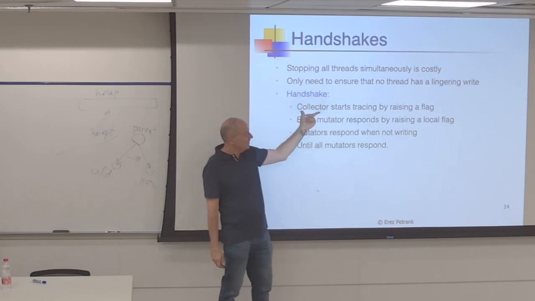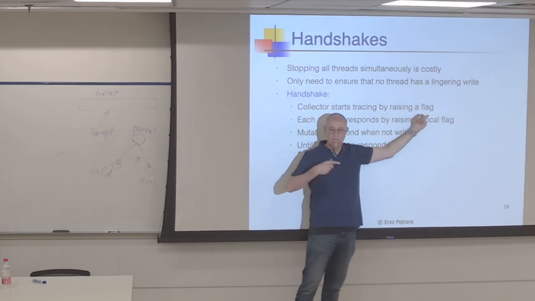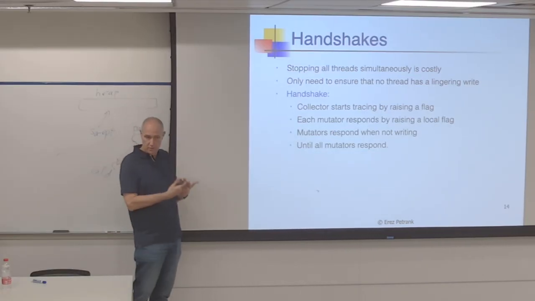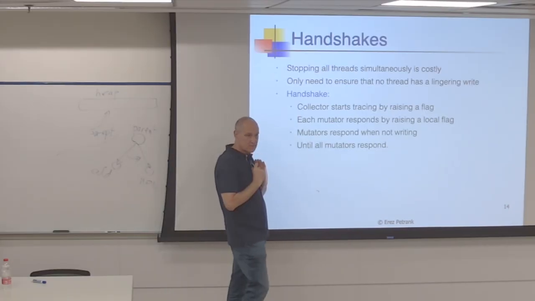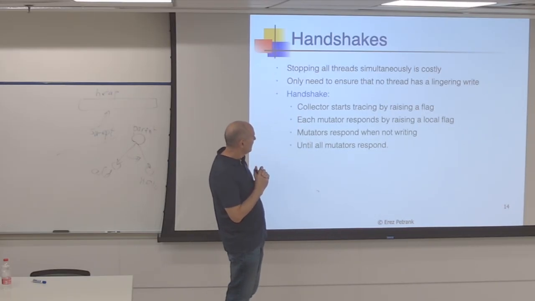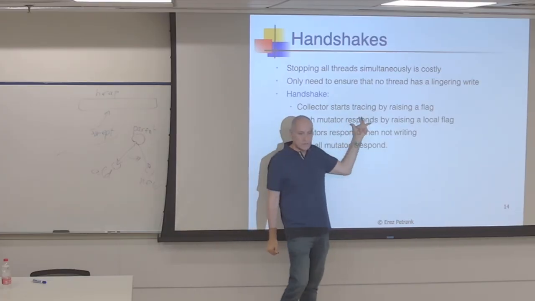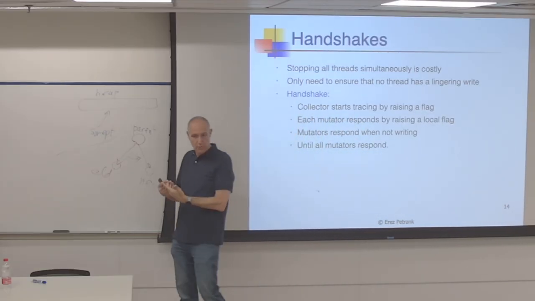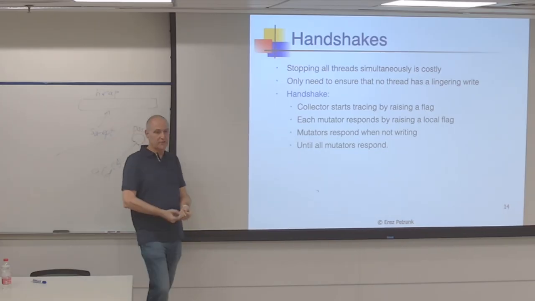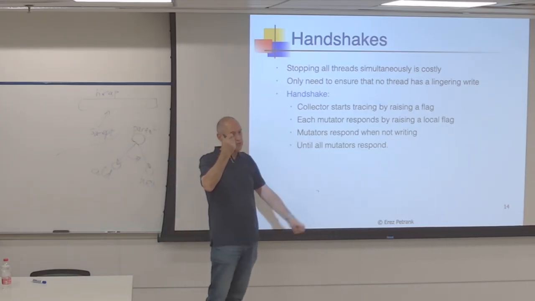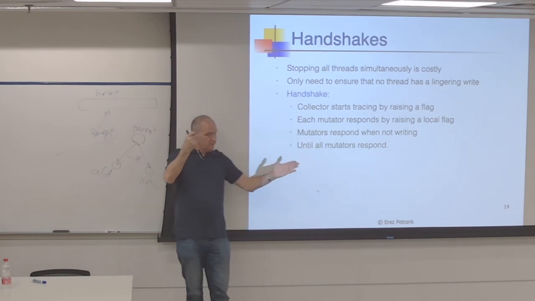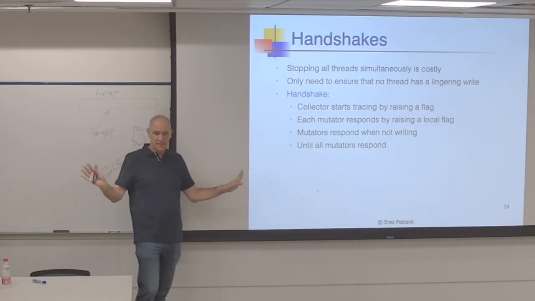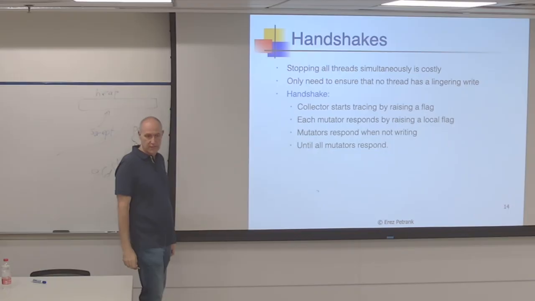With handshakes, the collector raises some flag and says, I want to start marking, and now I want each of you program threads to tell me that you're not in the middle of a write, that one write has completed. So each mutator responds to that flag by raising its own flag. The collector has a flag, and each program thread has a flag, and the collector starts by raising its flag, and then one by one, the mutators raise their flag saying, I finished the write, I finished the write, I finished the write. When all of them finish writing, then the collector can start a new phase.